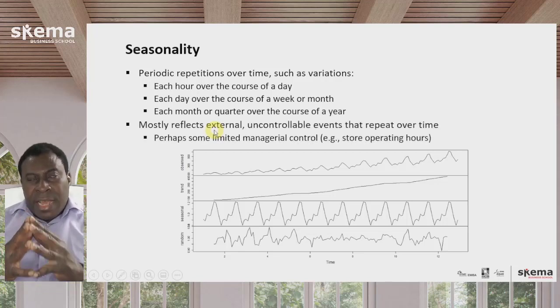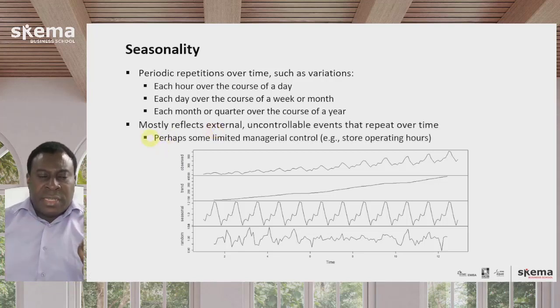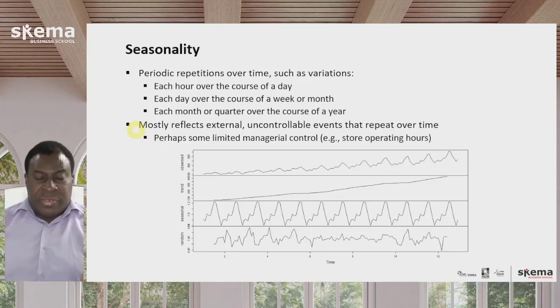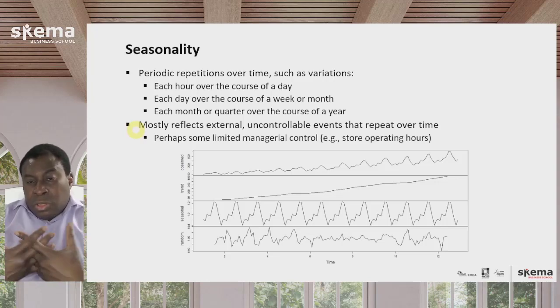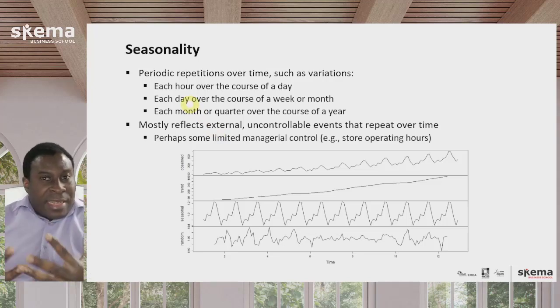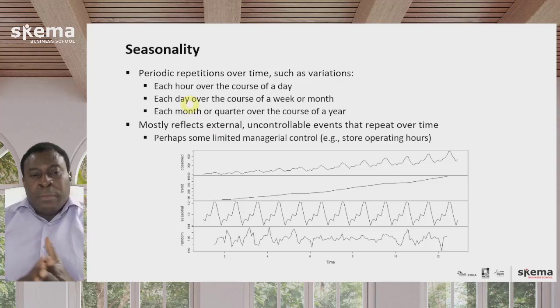Managerially, seasonality most often represents external uncontrollable events that repeat over time. So, like in the examples given, you as a manager do not control when people take holidays. So maybe here holiday flights are more frequent. Managers don't control that. Maybe you don't control people's working hours. So when people are more likely to come to your store or not, that's not something that you can control.